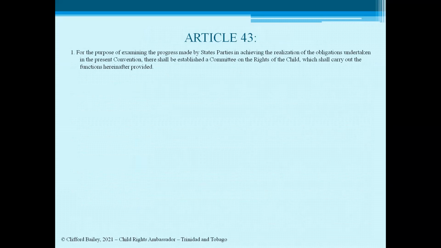Article 43. For the purpose of examining the progress made by states parties in achieving the realization of the obligations undertaken in the present convention, there shall be established a Committee on the Rights of the Child, which shall carry out the functions hereinafter provided.